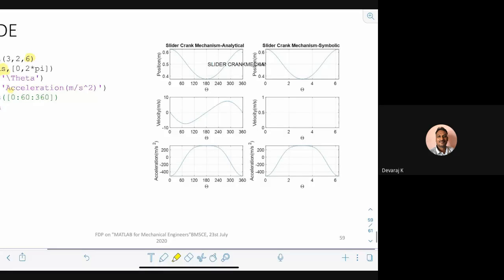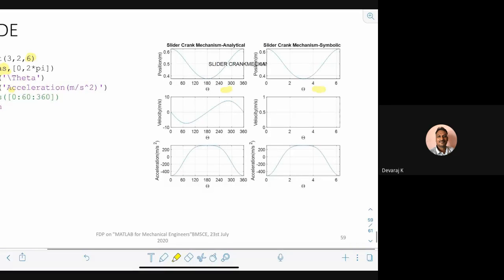Now we have just done it to compare each one of these values. But of course, this is in degrees and this is in radians. But look at the values of displacements.